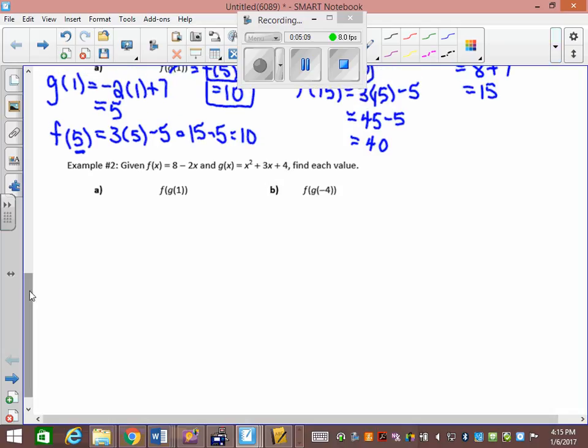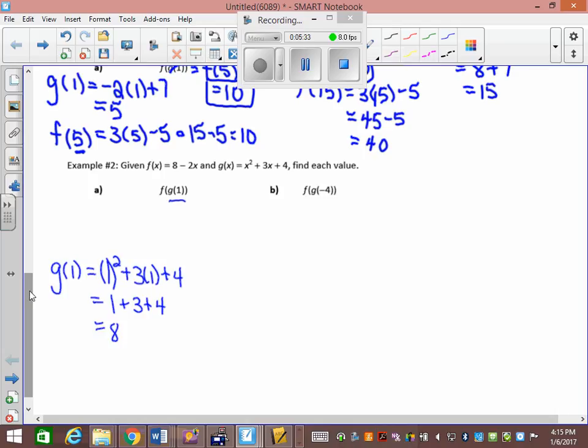So given f of x equals 8 minus 2x and g of x equals x squared plus 3x plus 4, find each value. So first we're going to find g of 1. So g of 1 is 1 squared plus 3 times 1 plus 4. So it's going to be 1 plus 3 plus 4. So g of 1 is 8.